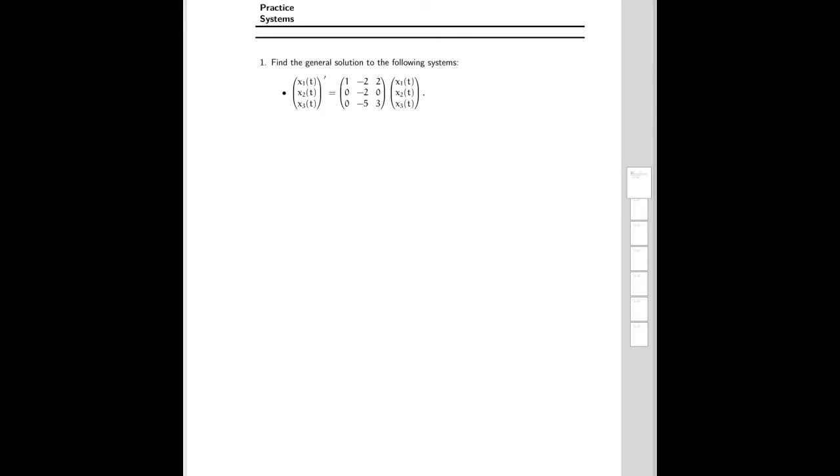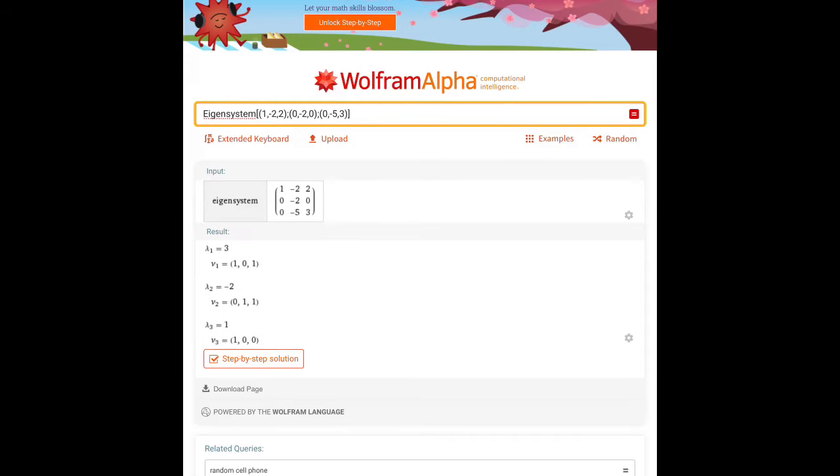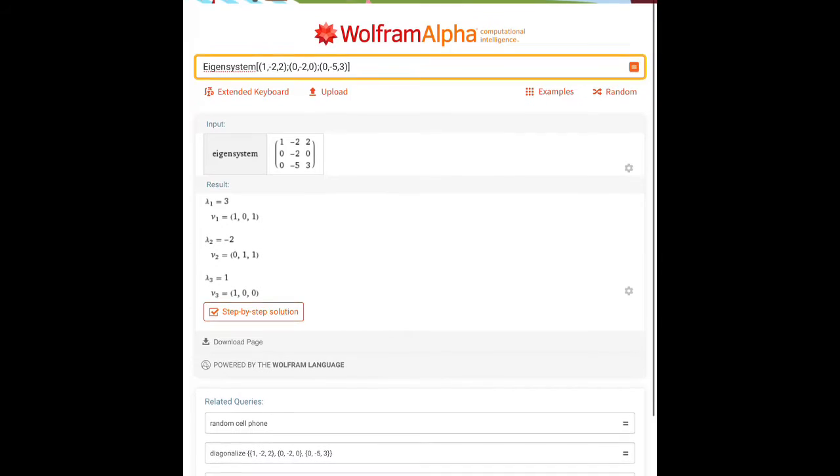So we're going to look at a 3 by 3 system, and again, when you're handed a problem like this, you should first find the eigenvalues and eigenvectors. Now the way we're going to do that is using Wolfram Alpha. So this is what we have. I put it into Wolfram Alpha, and it spits out these eigenvalues and eigenvectors, okay? And so pause the video or whatever and record them.